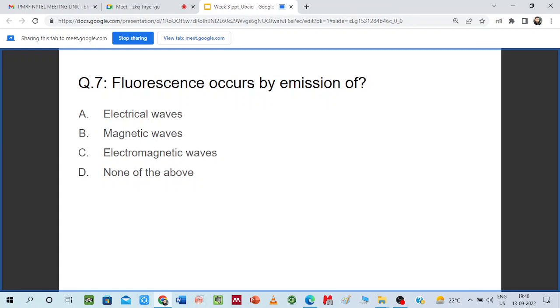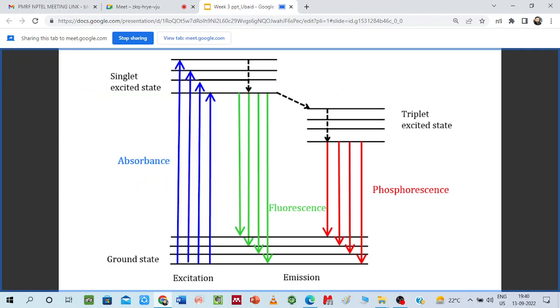The answer is electromagnetic waves, and most of you answered correctly. Usually in cell culture, different types of dyes are used which have the ability to give a fluorescence signal. Different fluorophores are used.